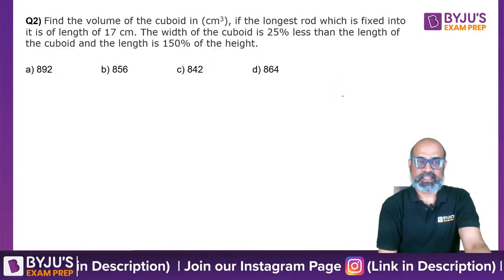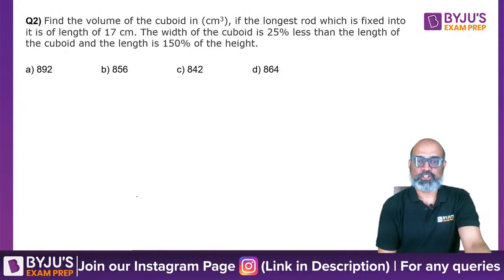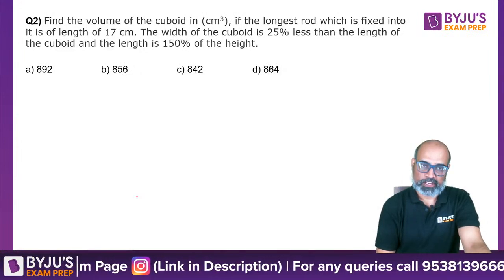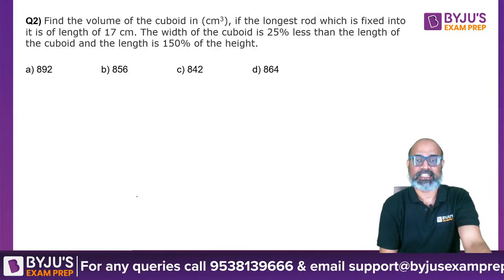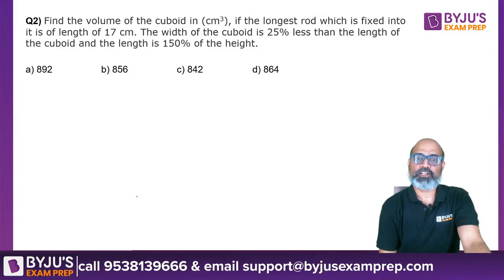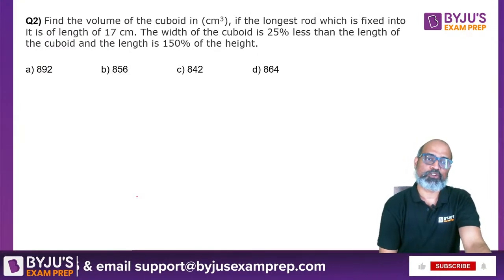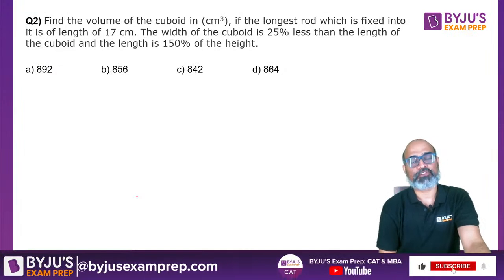Okay, next one. Find the volume of the cuboid if the longest rod which can be fixed into it is of length 17 centimeters. The width of the cuboid is 25% less than the length of the cuboid, and the length is 150% of the height.